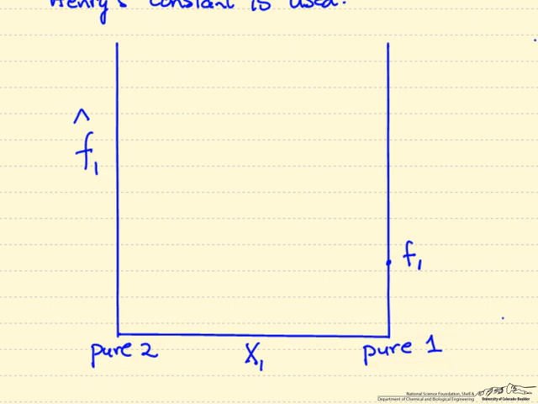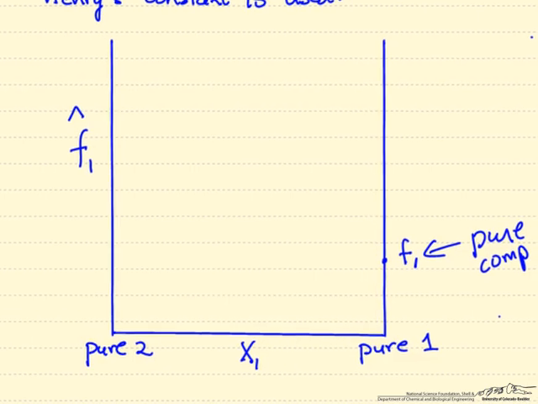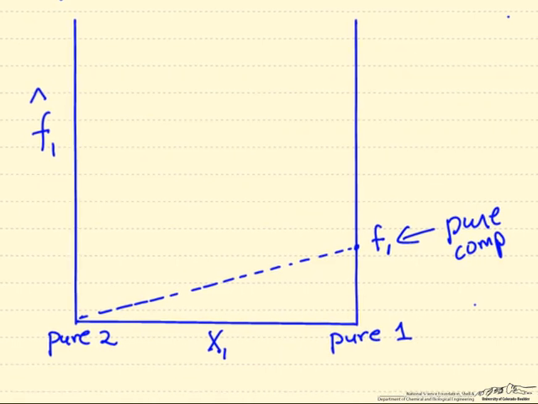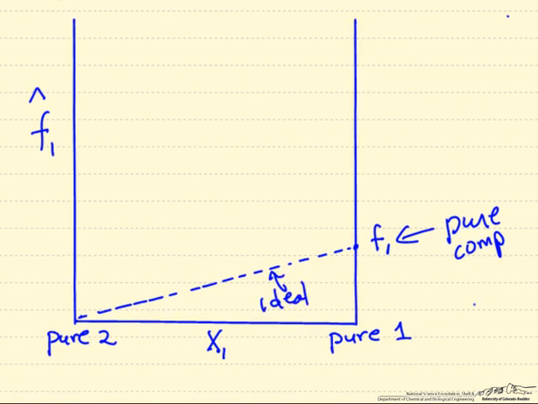So pure 1 is here, pure 2. So the fugacity of pure component 1 is this value here. This is the pure component fugacity. When, of course, there's no 1, the fugacity is 0. If we have an ideal solution, then we expect just a linear relationship. We expect a straight line. This is what Raoult's law or the Lewis-Randall rule shows. Ideal solution is the straight line. Ideal solution says the fugacity of component 1 in solution is just its mole fraction times its pure component fugacity.